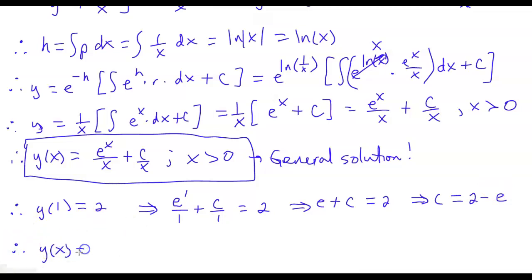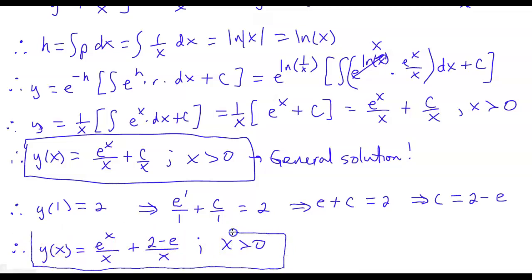And our final answer here is just that y of x is equal to e to the x divided by x plus 2 minus e over x, where of course x is greater than 0. And that will be our solution for this problem.